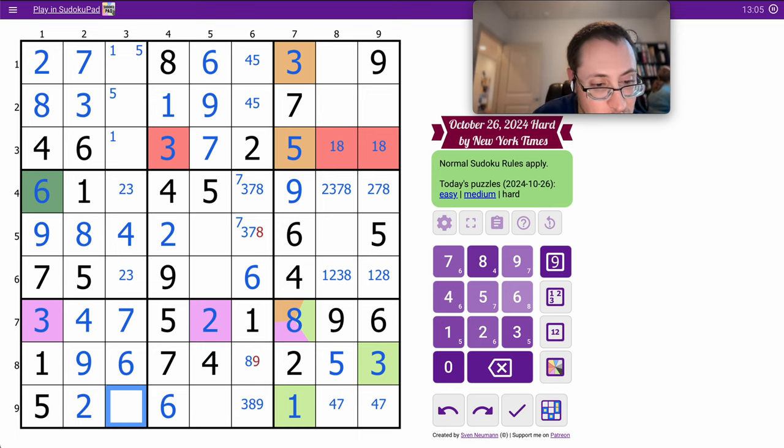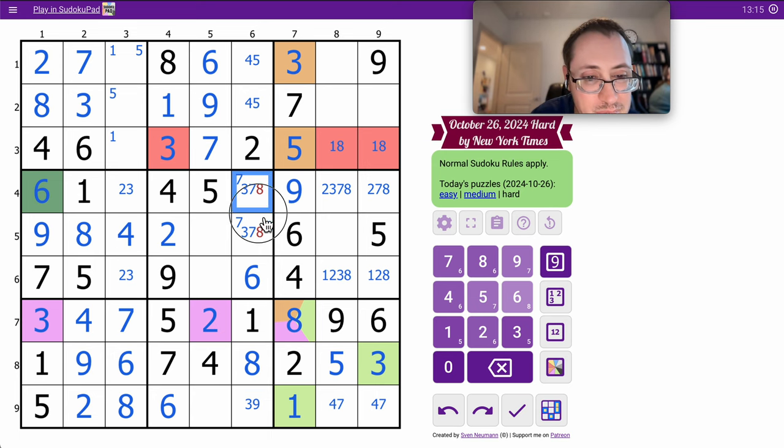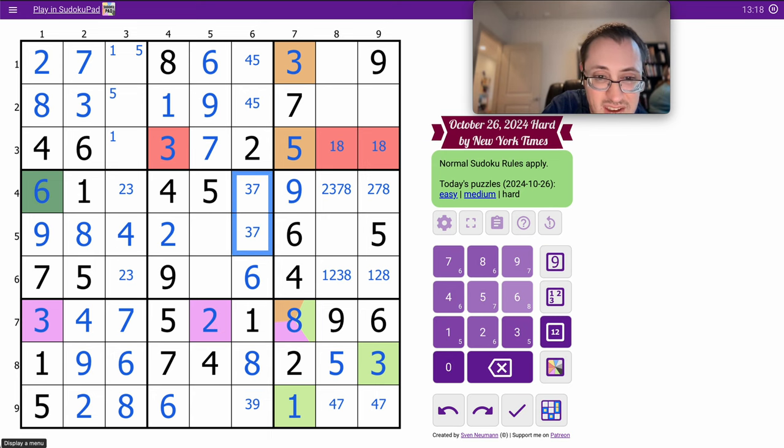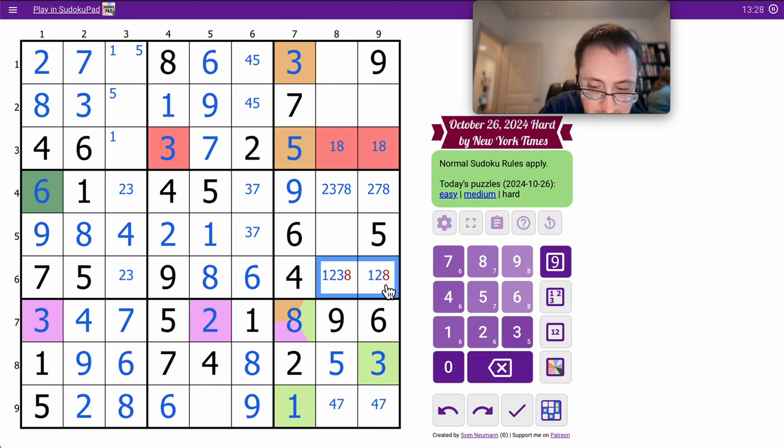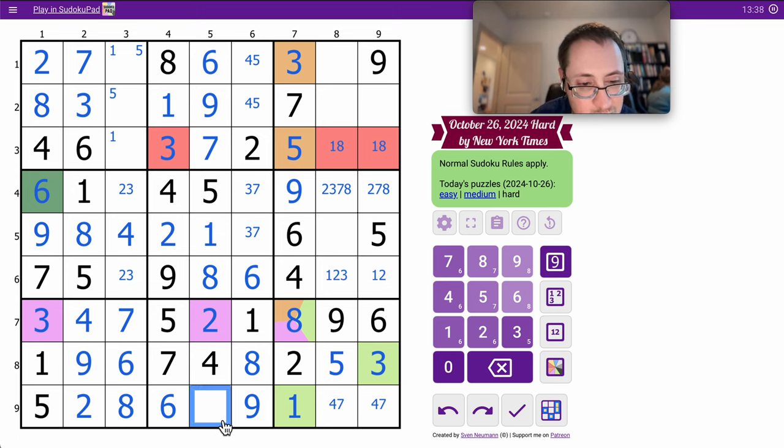Of course, this is 9, 2. This has to be 8 for the region. Makes this a 9. These are 1 and 8. Central cell is an 8 looking at it. So, okay, this has to be a 3.